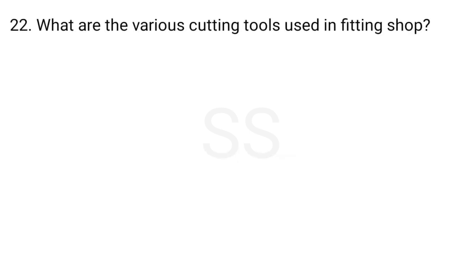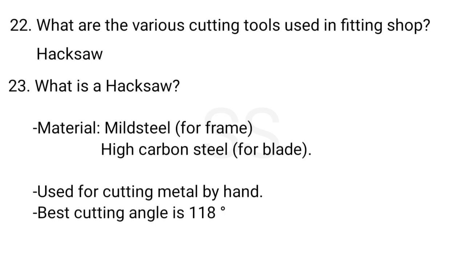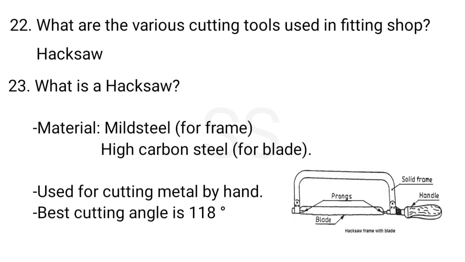What are the various cutting tools used in fitting shop? Hacksaw is the cutting tool used in fitting shop. What is a hacksaw? Hacksaw is used for cutting metal by hand. It consists of a frame, which is made up of mild steel, and a blade, which is made up of high carbon steel. The frame is used to hold the blade firmly in position. The best cutting angle for hacksaw is 118 degrees.